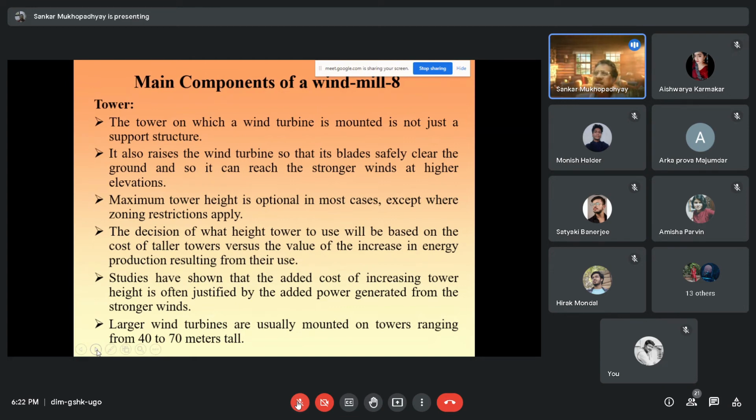A 100 meter tower has already been built, but in our country it is not yet very common. It also raises the wind turbine so that its blade safely clears the ground and so that it can reach the stronger winds at higher elevation. Maximum tower height is optional in most cases except where zoning restrictions apply. The decision of what height tower to use will be based on the cost of a taller tower versus the value of the increase in energy production resulting from its use.